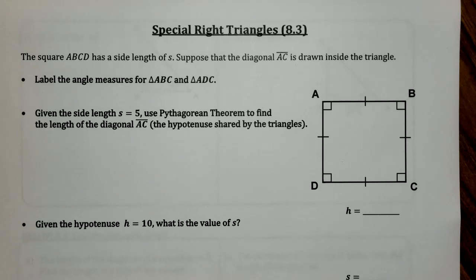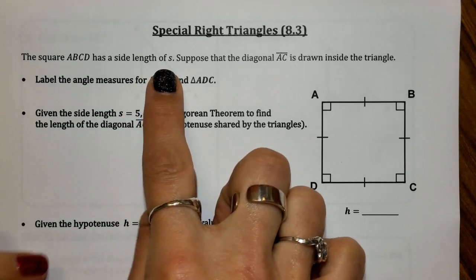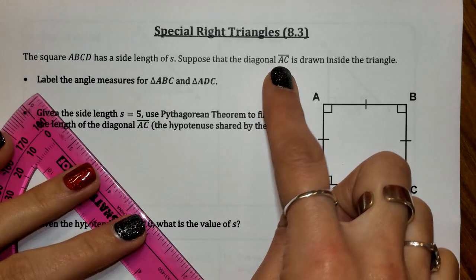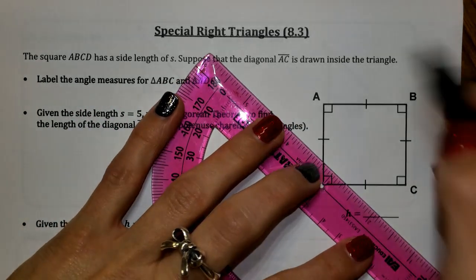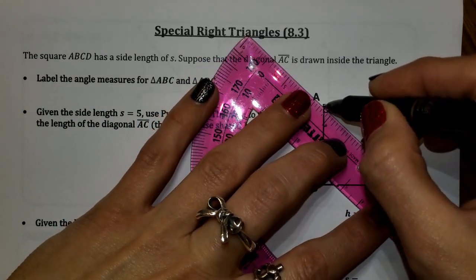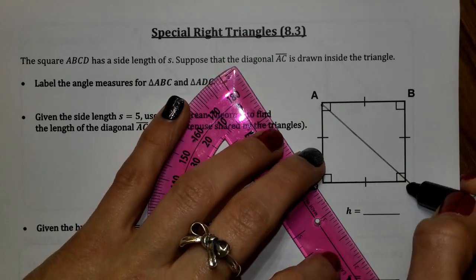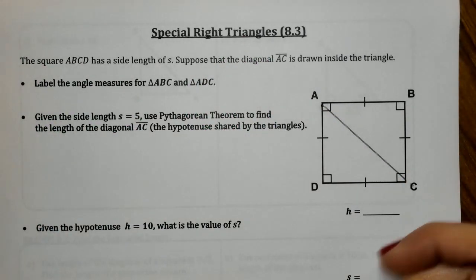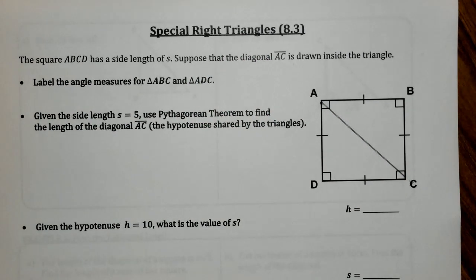With a 45, 45, 90 triangle, we start off with a square, okay? And it's going to ask us here to, suppose the side length is S, we're going to draw in diagonal AC inside the square. So we're going to go from A to C and draw the diagonal. What's going to end up happening is we're going to be cutting this square completely in half.